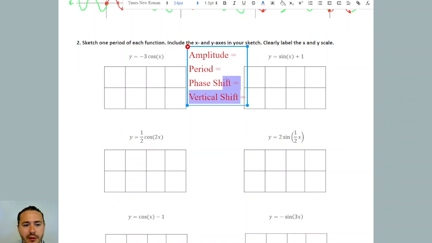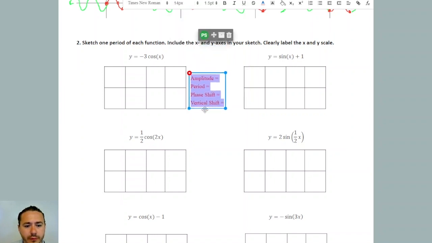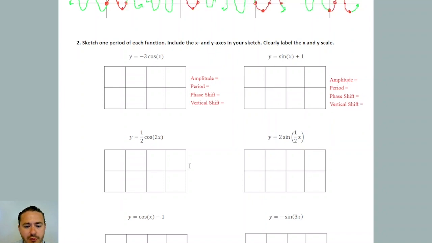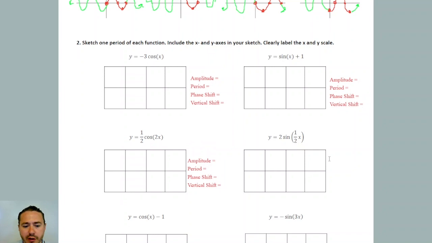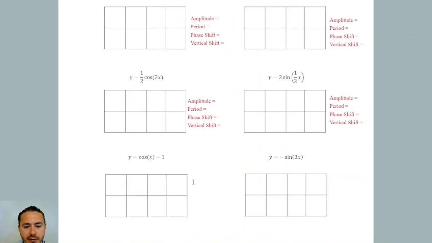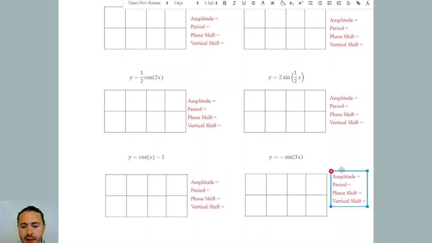This is going to be too big. Let's make this a little smaller. Okay, and just to save myself a little bit of time, I'm going to copy and paste this for all of these, because we're going to want to find these for every single one. As a little reminder, the amplitude is found by taking the absolute value of whatever the A value is.